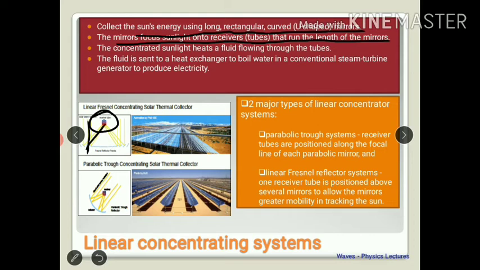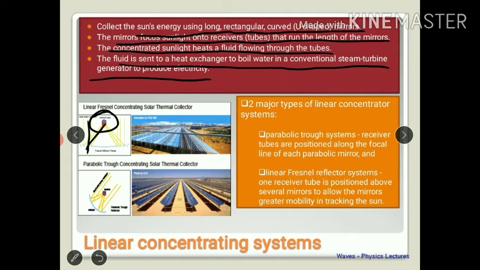The concentrated sunlight hits a fluid running through the tubes. What is the aim? We are planning to have a thermal power plant here, where sunlight is the source of heat generation. The receiver is connected to the tubes where the fluid flows, might be water or any other fluid. This fluid is sent to a heat exchanger to boil the water in a conventional steam turbine generator to produce electricity. The generator is connected to an alternator, which will give you the electricity.